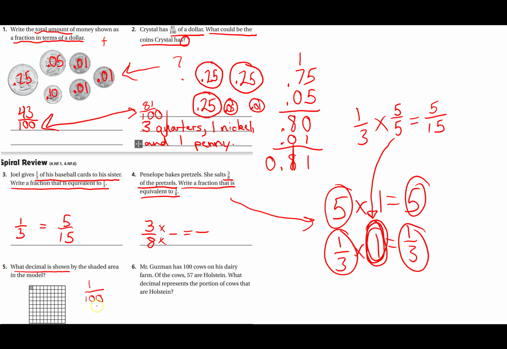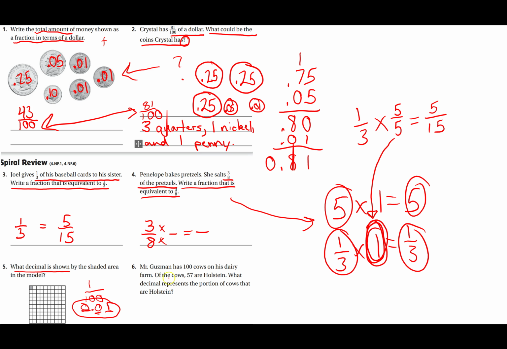So if we have one hundredth, remember our place value. We have the ones place. We don't have any whole ones. Then a decimal. How many tenths do we have? How many rows of 10 do we have filled? We don't have any rows of 10 filled, so we have 0 tenths. And then how many hundredths do we have? We have one hundredth. So 0.01 or one hundredth. That's how we would write it as a decimal.